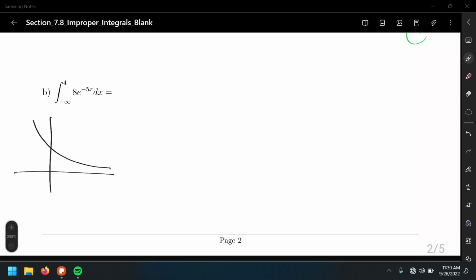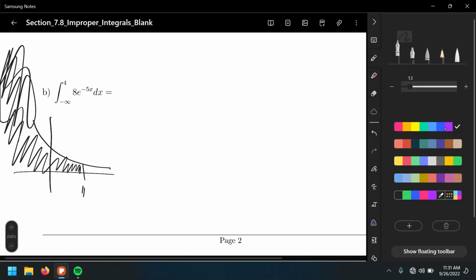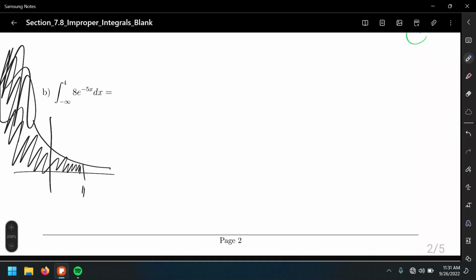In this case, we are integrating from negative infinity to 4. So actually, this area gets infinitely big towards the left. So this picture should depict something that diverges, something that blows up to infinity. Now, let's verify that by working on the integral.